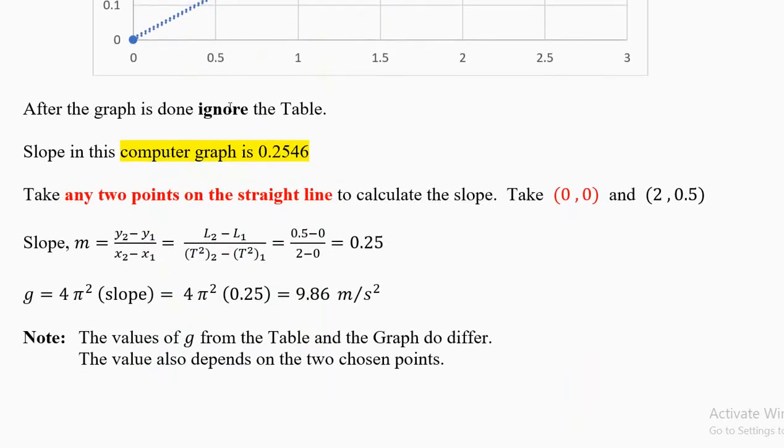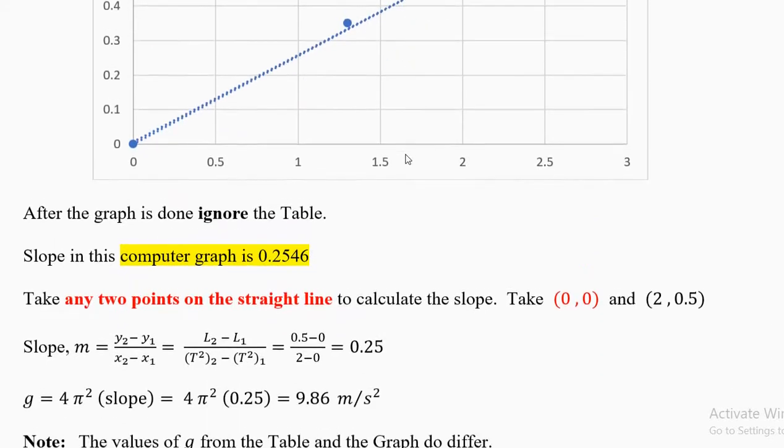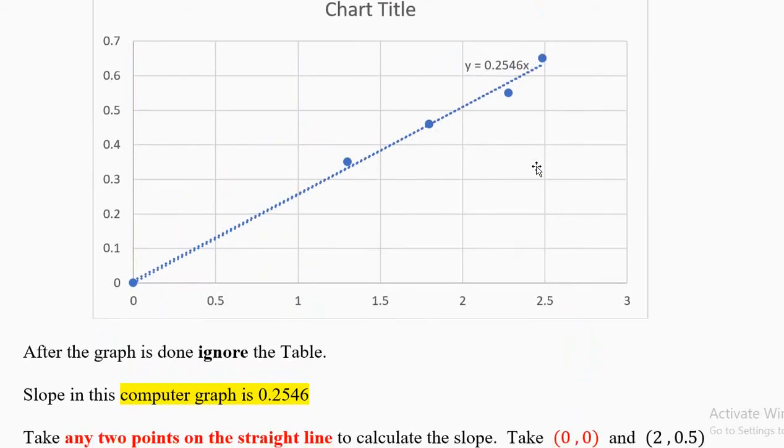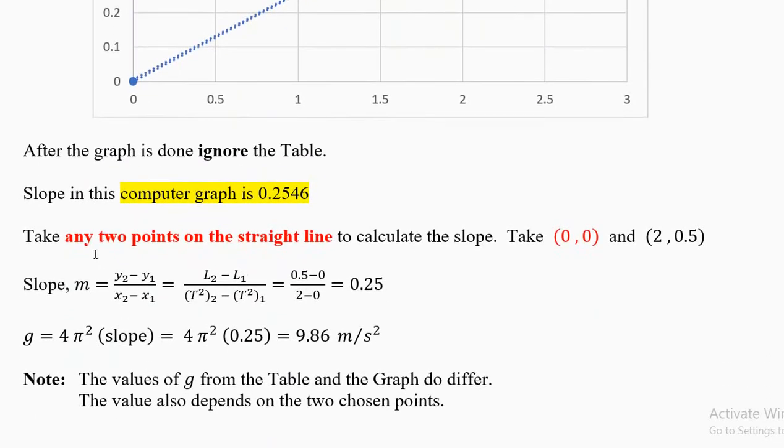After the graph is done, ignore the table. Please don't look at the table after putting these 5 points. Just look at the straight line. Now don't look at this point, or this point. We are not going to look at these points. Take any 2 points on the straight line to calculate the slope.